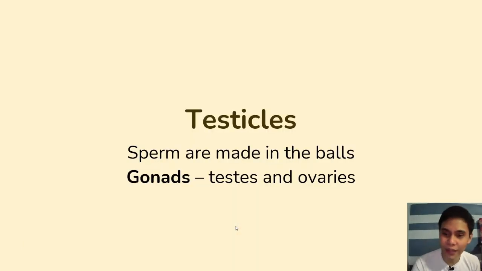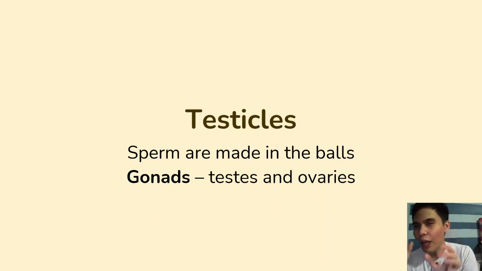So let's talk about that. The testicles are the sperm factory of your male reproductive system. Your sperm cells are made in the testicles. Now, we have a term called gonad. When you hear or read the term gonad, it refers to the factory, the site of creation of your haploid cells, of your gametes. So your testes and your ovaries are your gonads, where the sex cells are made.